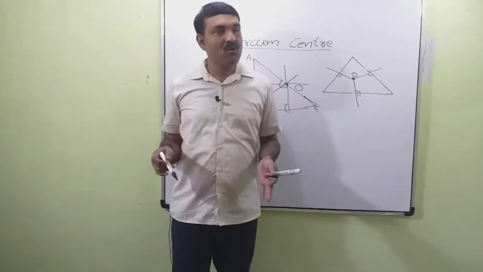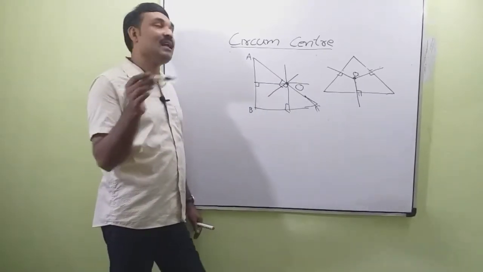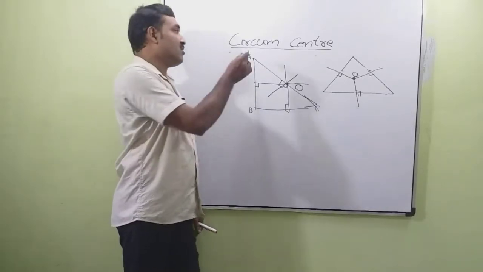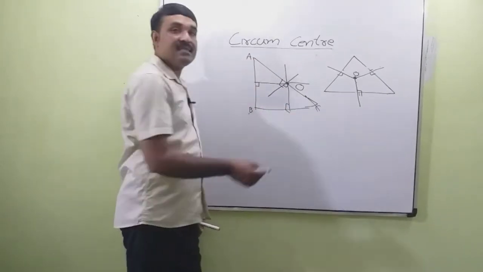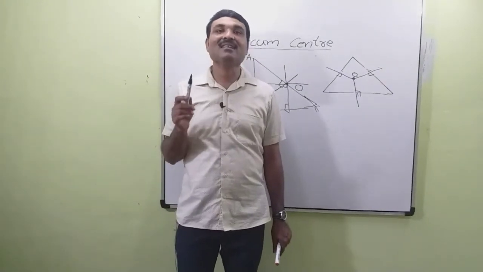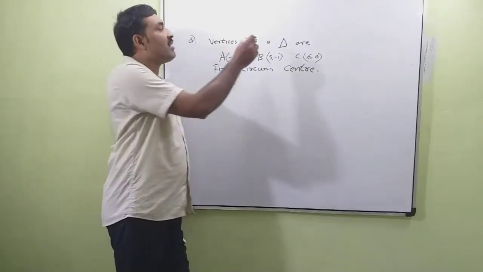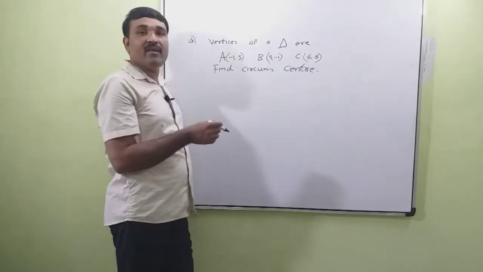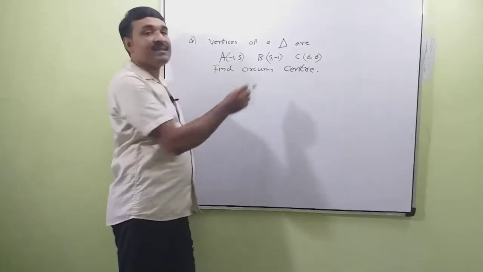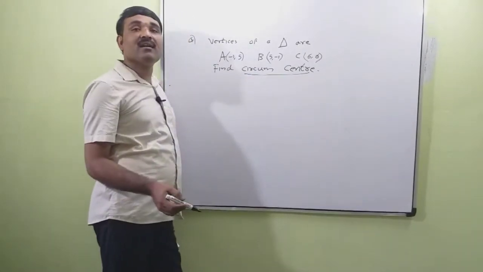By making use of the distance formula, we can find the circumcenter of a triangle if the coordinates of the vertices are given. Suppose we know the coordinates of A, B and C, then by using the distance formula, we can find the circumcenter of this triangle. Now, the question: the vertices of a triangle are given. The points are A (-1, 5), B (5, -1) and C (6, 6). Find the circumcenter of this triangle.